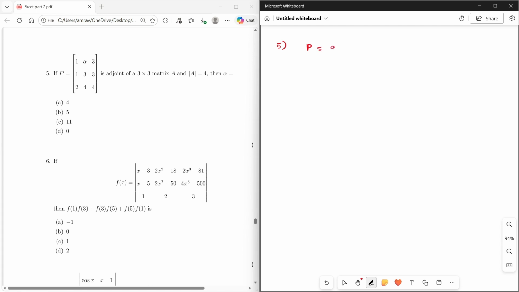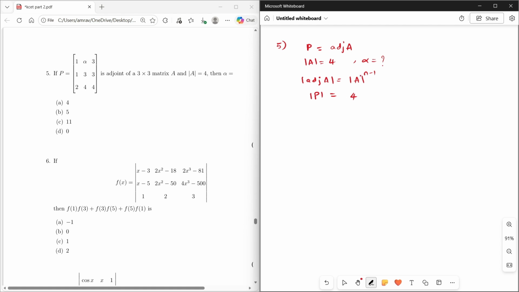P is equal to adjoint of a 3 cross 3 matrix A, and they have told that determinant of A is equal to 4. They're asking you to find the value of alpha. So very simple question. Whenever they give you adjoint of a matrix A and determinant A, make use of one important short trick which is mentioned earlier, that is determinant of adjoint A is equal to determinant of A power n minus 1. Now determinant of adjoint A, since adjoint A is nothing but P, this will be determinant of P is equal to the value of determinant A, which is 4.